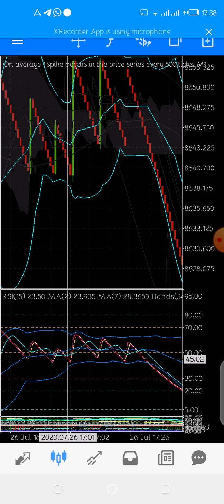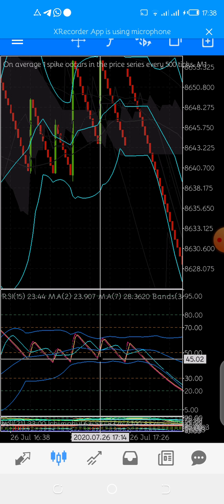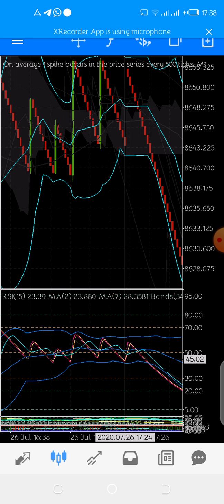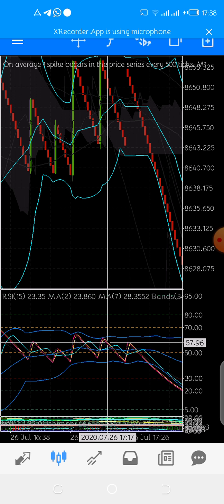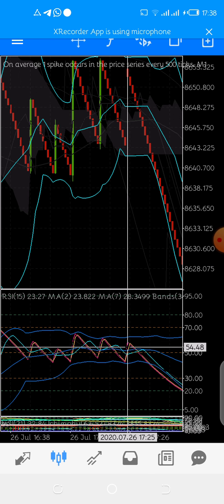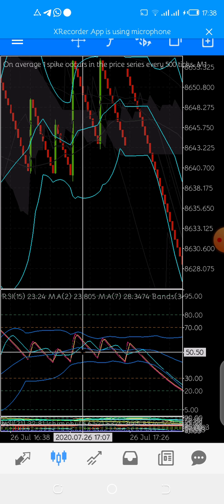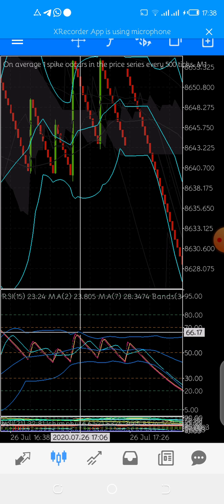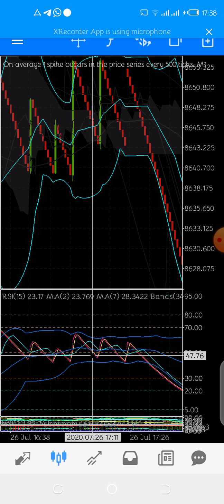I would have missed this first spike because I was not so sure, but I would have gotten this second spike, and I would have gotten this third spike, and I would have also bought from on top here and came with it all the way to the lower part of the Bollinger Band, and I would have also sold here and came all the way with it to the lower part of the Bollinger Band.